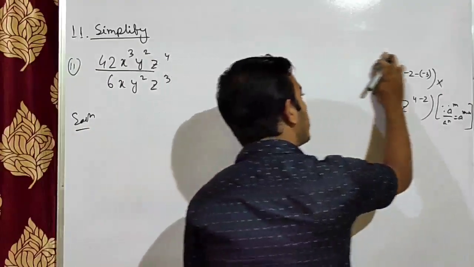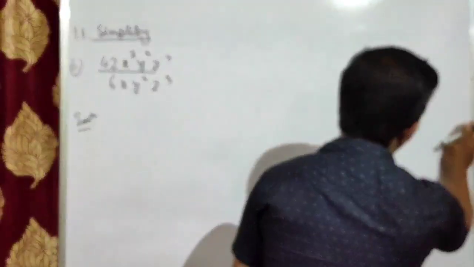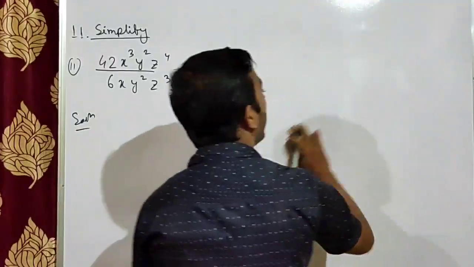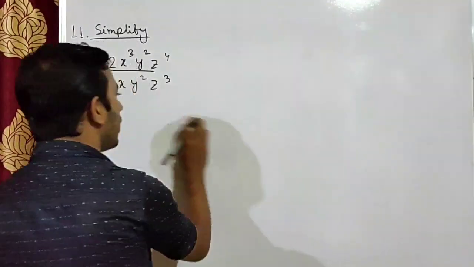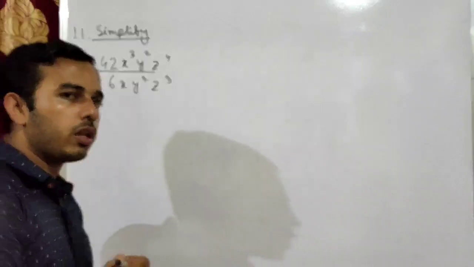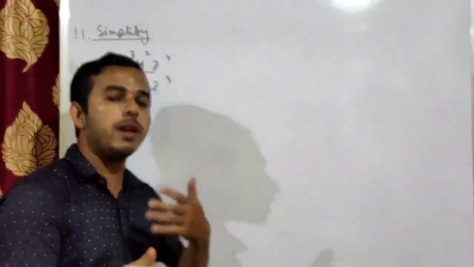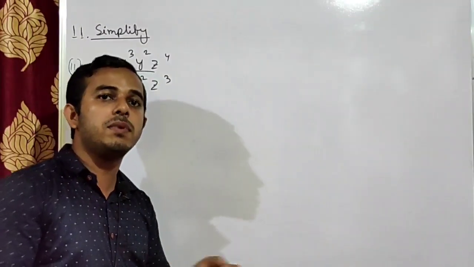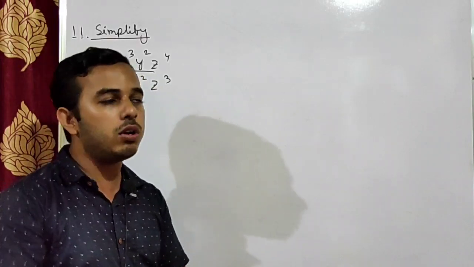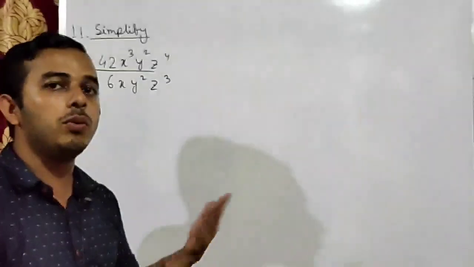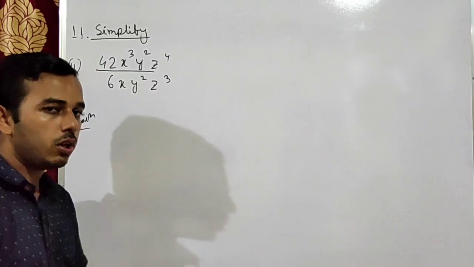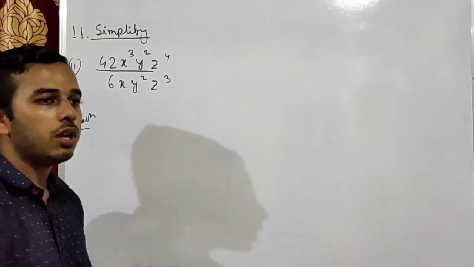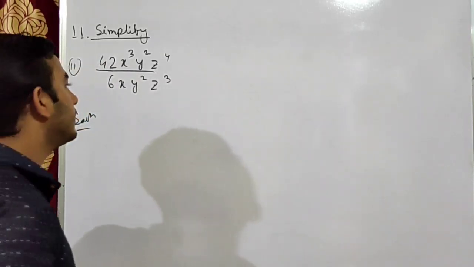If we don't know the process and if we don't know the law, this will be very difficult for us. Suppose I don't know that there is one law, a to the power m divided by a to the power n gives the result a to the power m minus n. If I don't know this law, can I solve this? No, we can't solve, right? So we must know the law as well as the process. If we know both, then this is nothing, isn't it?